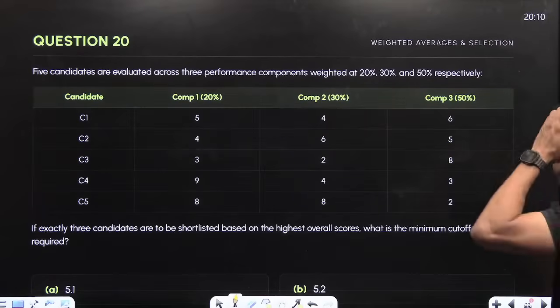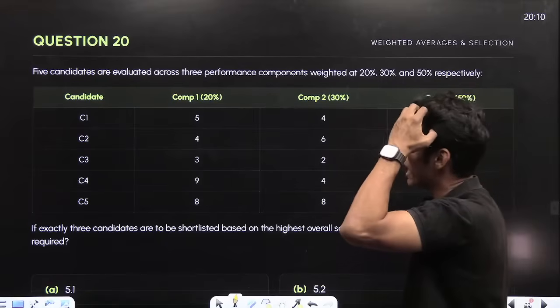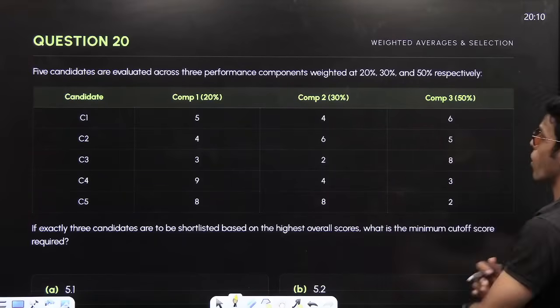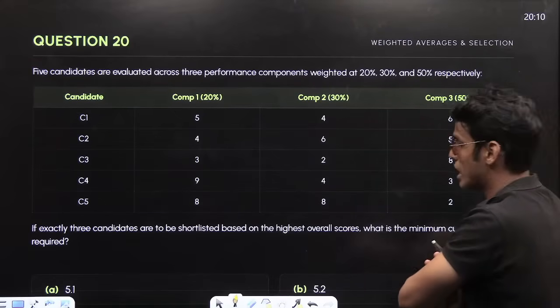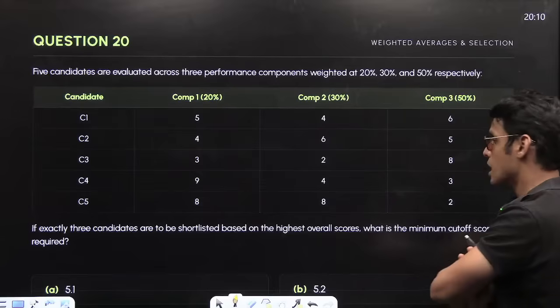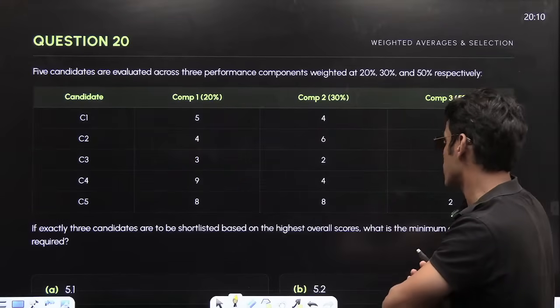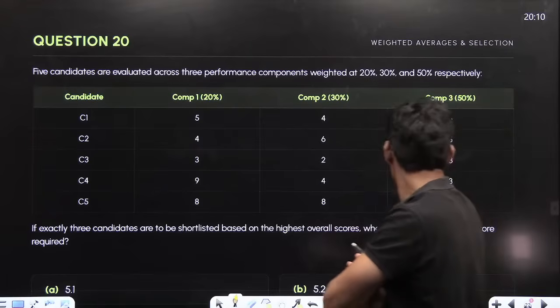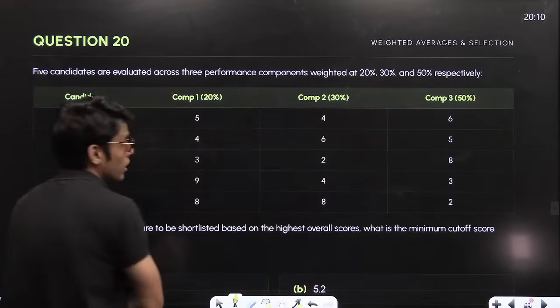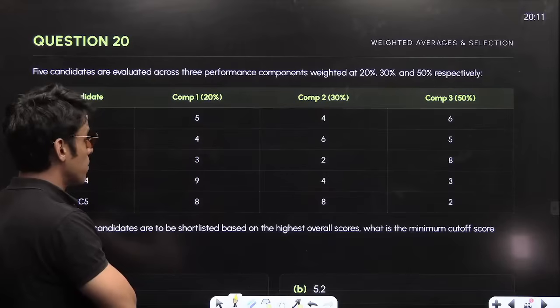Okay. Now, problem number 20. 5 candidates are evaluated across 3 performance components, weighed 20%, 30%, 50% respectively. If exactly 3 candidates are to be shortlisted based on the highest overall score, what is the minimum cutoff score required? Right? What is the minimum cutoff required?